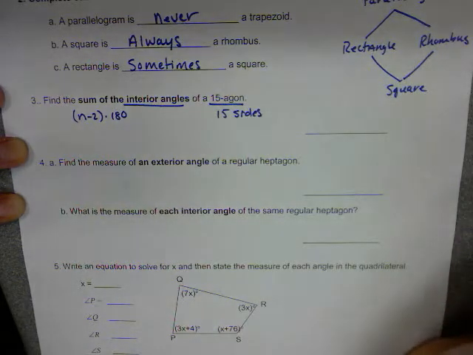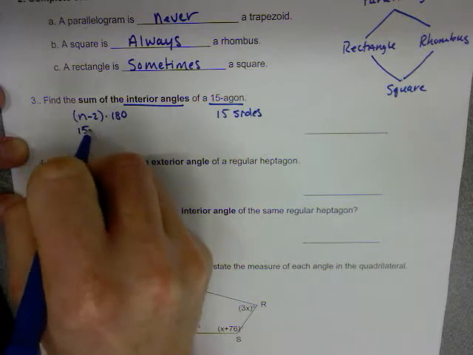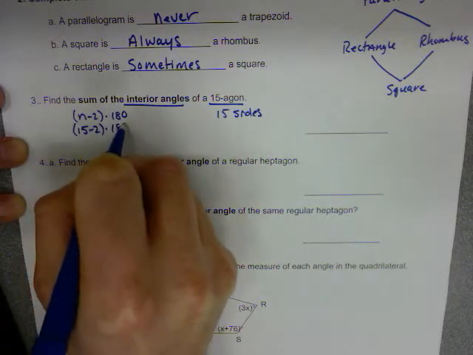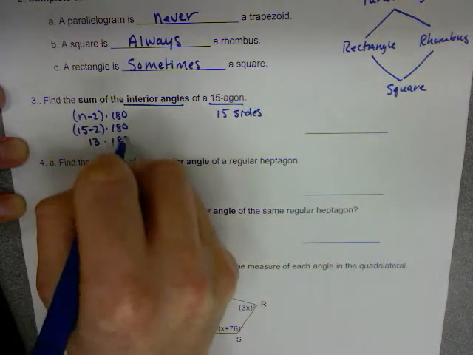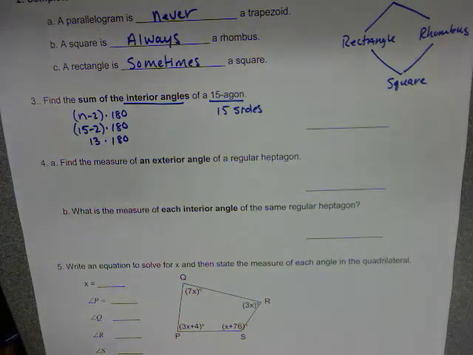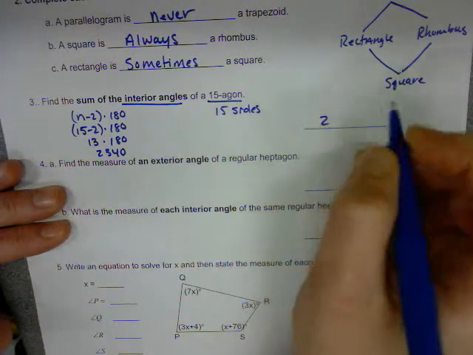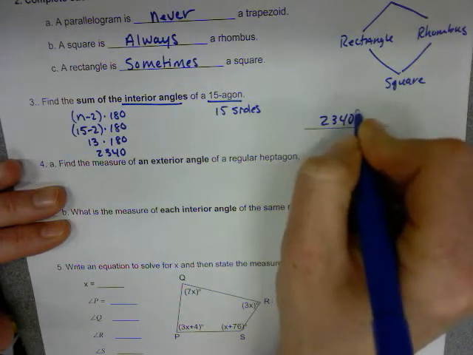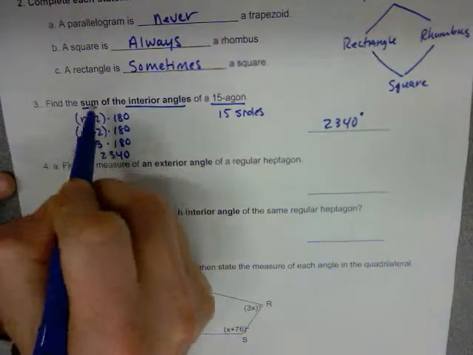So we will substitute in 15 for n. So (15 minus 2) times 180 will give us the sum of all the angles. Whatever 13 times 180 is going to be the sum of the interior angles. So we'll do 13 times 180, and that gives us 2,340. So this answer is 2,340 degrees. Okay, so we wanted the sum, so we got the sum.